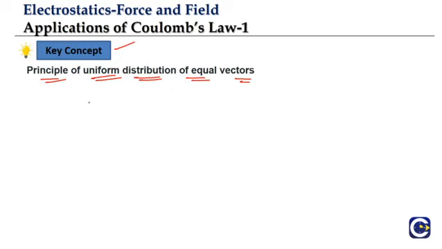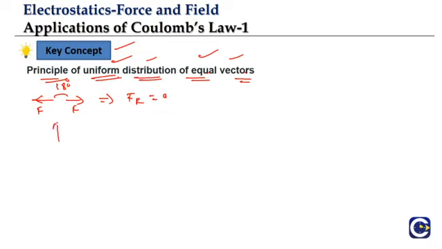In some problems we will be dealing with these equal vectors. Say, for example, we have two equal vectors which are uniformly distributed, meaning the angle between them is going to be 180. So we can also call them anti-parallel vectors. In this case the resultant value is going to be 0. And by now you will get the idea that if we have equal vectors which are uniformly distributed in space, the resultant of them is going to be 0. That is what we call the principle of uniform distribution of equal vectors.